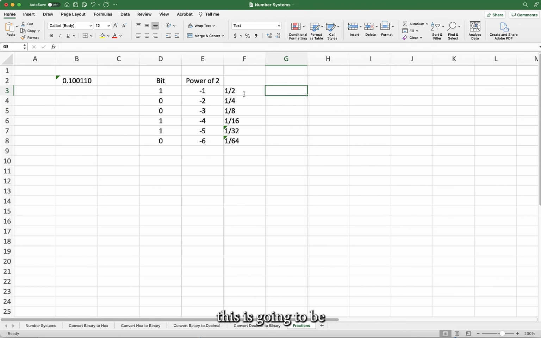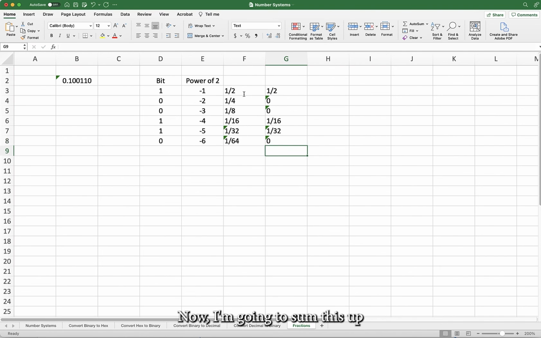And so now this is going to be, same rule, 1 times a half is a half, then 1 times a quarter, 0 times a quarter is a 0, 0 times an eighth is a 0, 0 times a 16th is a 0, 1 times a 32nd is a 32nd, and 0 times 1/64th is 0.